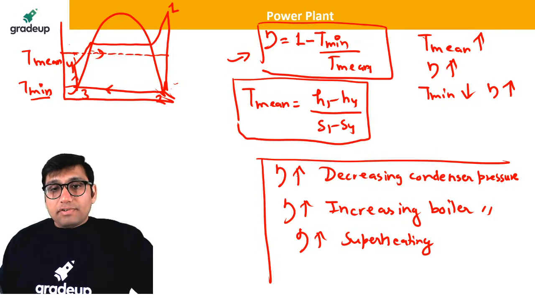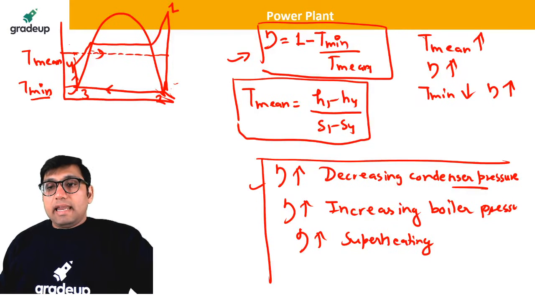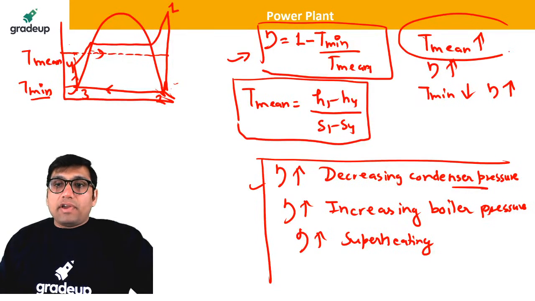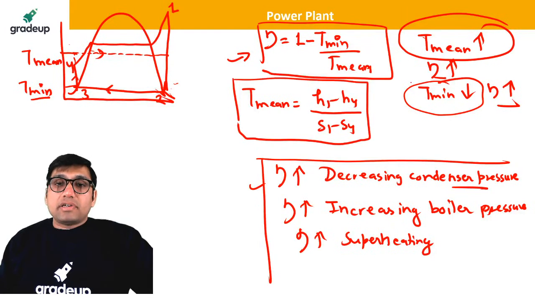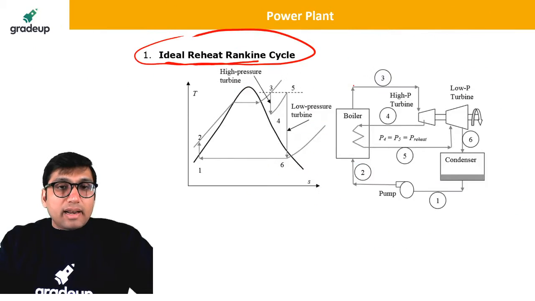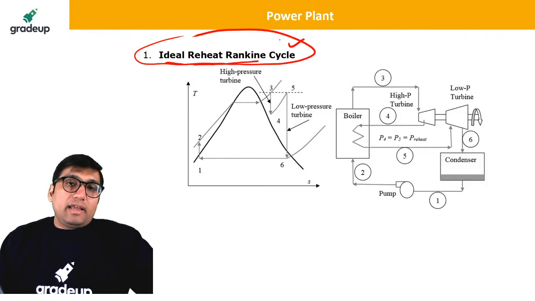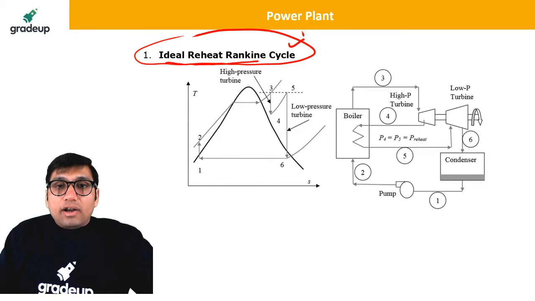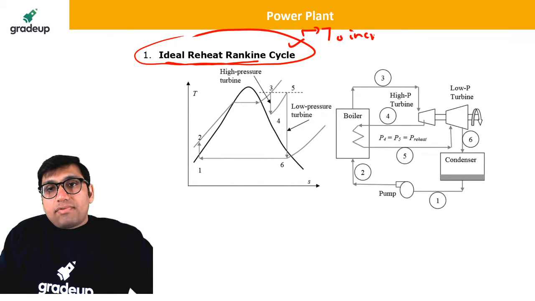Efficiency can be increased by decreasing condenser pressure, increasing boiler pressure, superheating, increasing the mean temperature of heat addition and decreasing the minimum temperature of heat rejection. This is how you can increase the efficiency of a Rankine cycle. Now there is another term called reheat. What is the purpose of reheating? Reheating in the Rankine cycle is only done to increase the dryness fraction at the exit of the turbine. That is the purpose of reheating.